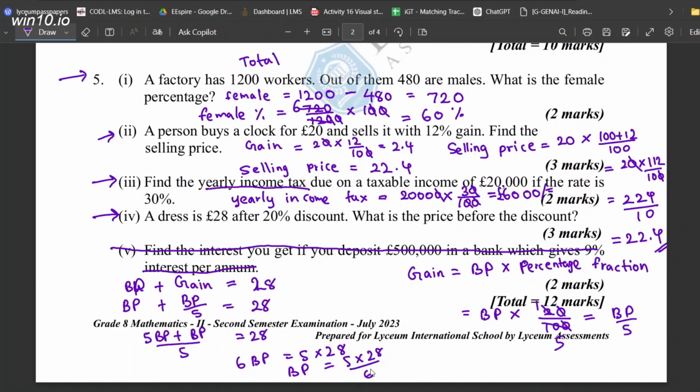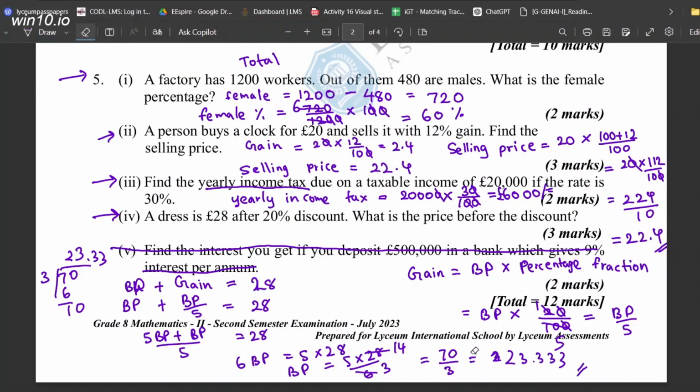We can divide by 2, we get 14 times 5, then 70 over 3. That means it's divided here. 70 divided by 3, 23.333 is the answer.